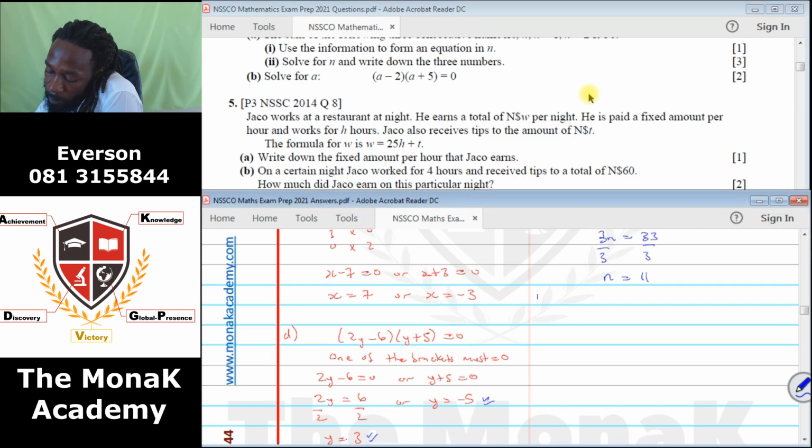Part B. So for A in that, you always meet questions where it's almost done for you. One of the brackets must be equal to 0, or a plus 5 equals to 0. So A, when you take negative 2 to the side, it becomes positive. When you take positive 5 to the right-hand side, it becomes negative. That is it.